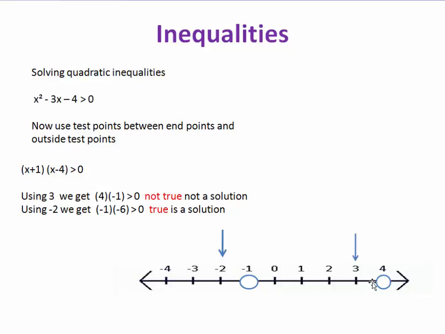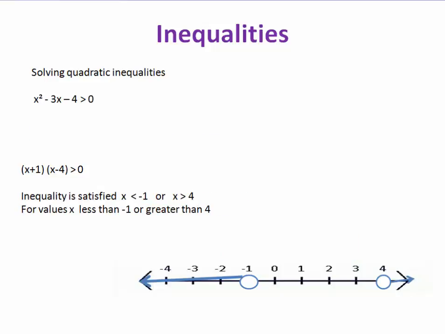So our solutions lie to the right of this empty circle and to the left of the other circle, and do not include the points -1 and 4. Doesn't include those numbers. Okay, so I've shown this on our number line.